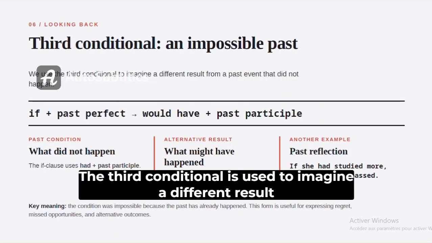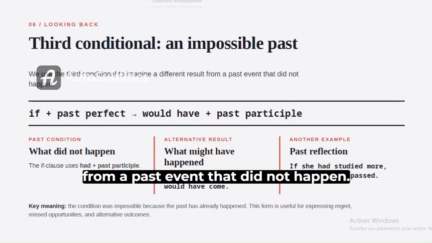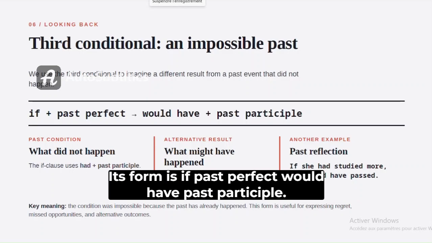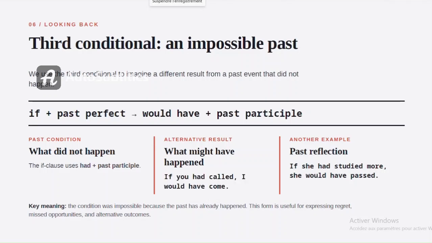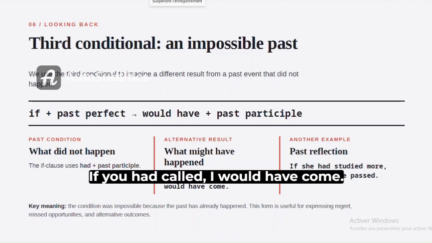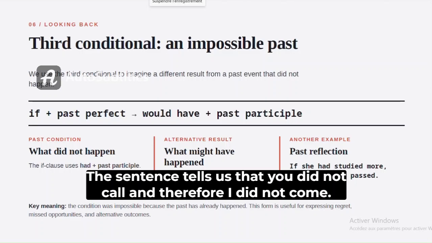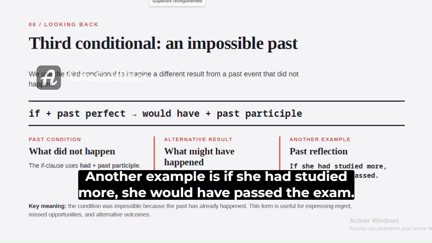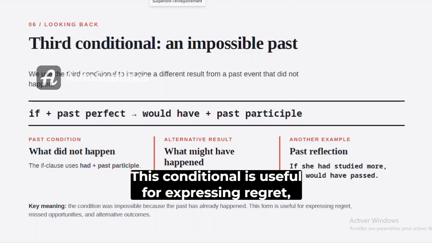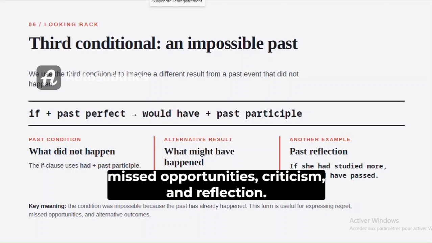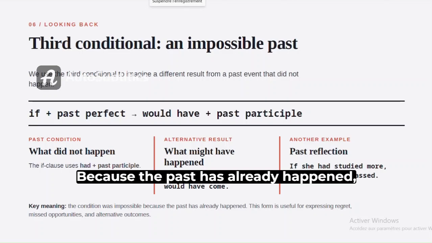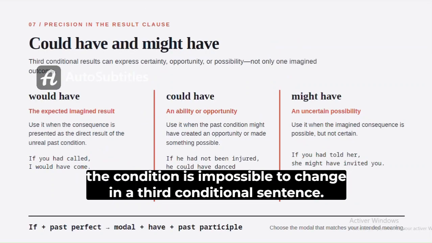The third conditional is used to imagine a different result from a past event that did not happen. Its form is if plus past perfect, would have plus past participle. For example, if you had called, I would have come. The sentence tells us that you did not call, and therefore I did not come. Another example is, if she had studied more, she would have passed the exam. This conditional is useful for expressing regret, missed opportunities, criticism, and reflection. Because the past has already happened, the condition is impossible to change.